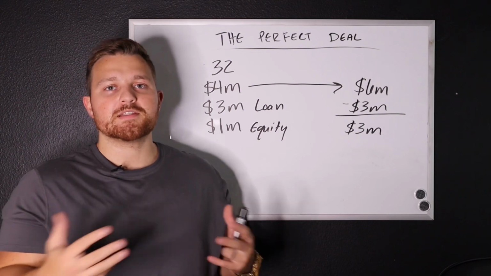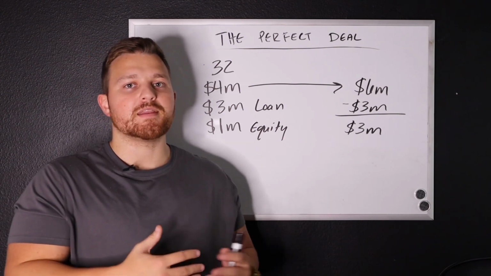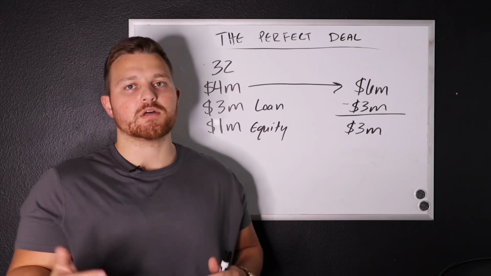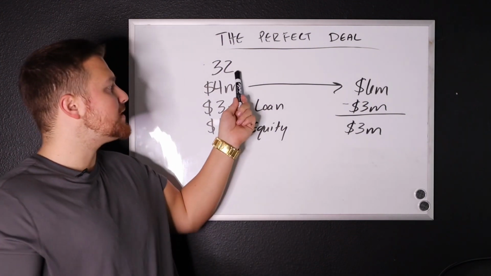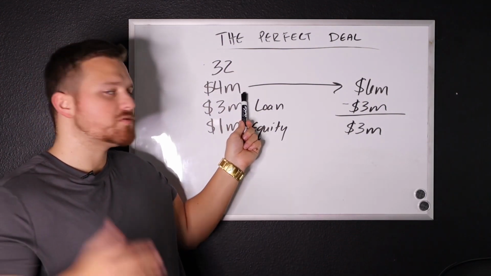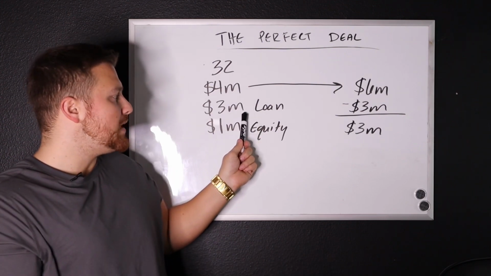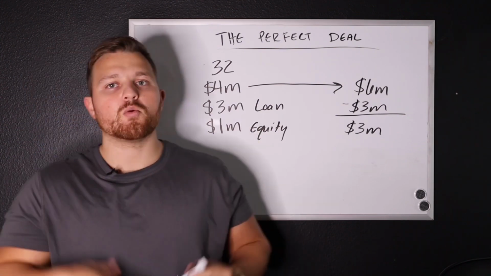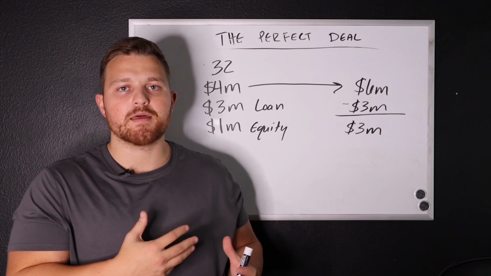Let me walk you through the example of how you would have bought the deal and then the exit if you could have hit the $300 rent increase. So 32 units, let's say we bought it for $4 million 2 years ago. We put a $3 million loan on it, and then our equity is $1 million. So how do you even buy that deal with no money?